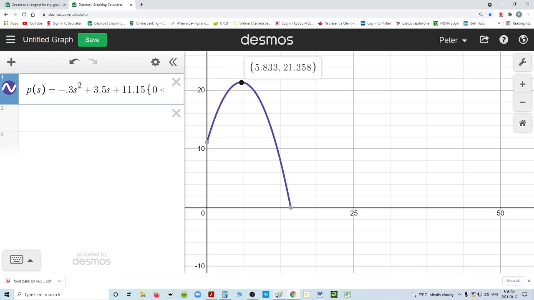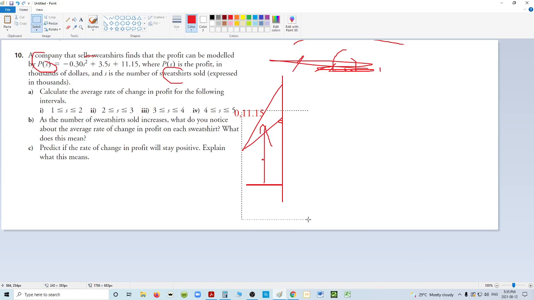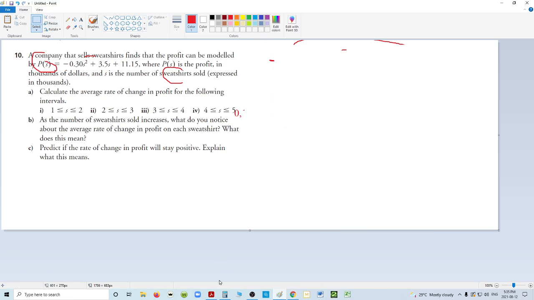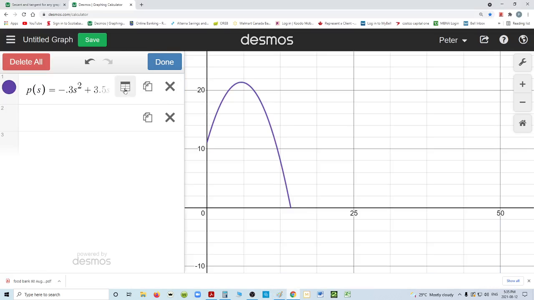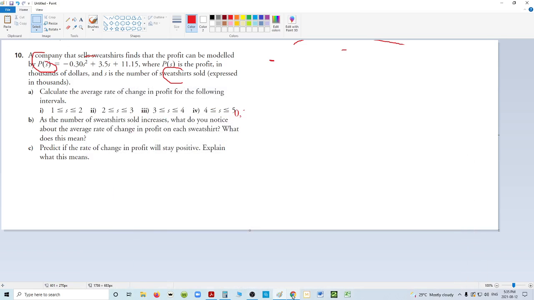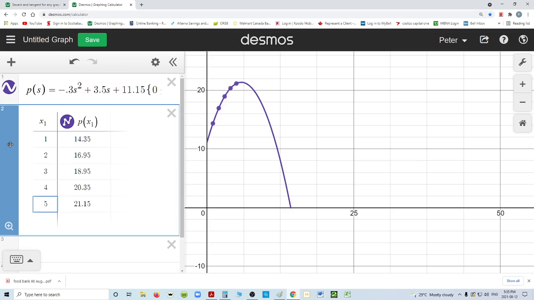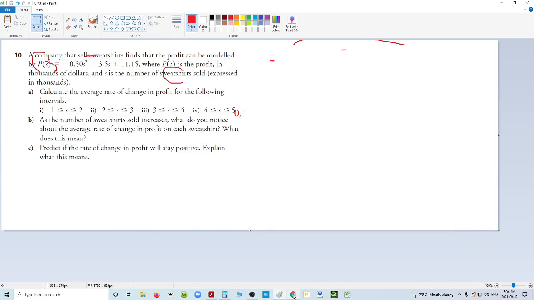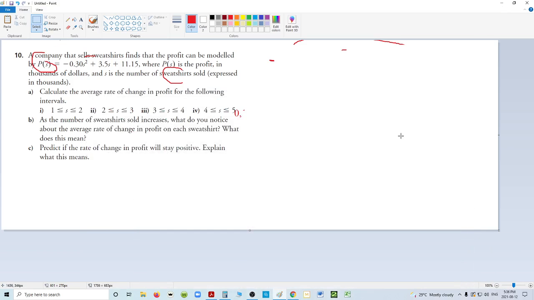Now normally, to figure out your delta x and your delta y, you could make a table, but you should plug it in yourself. We're looking from 1 to 2, 2 to 3, 3 to 4, and 4 to 5. So you can just do 1, 2, 3, 4, and 5, and it's going to give you your y values between those points. And notice it looks like we're taking positive rates of change all the way up. And that's really the only values we would need to do our calculation.